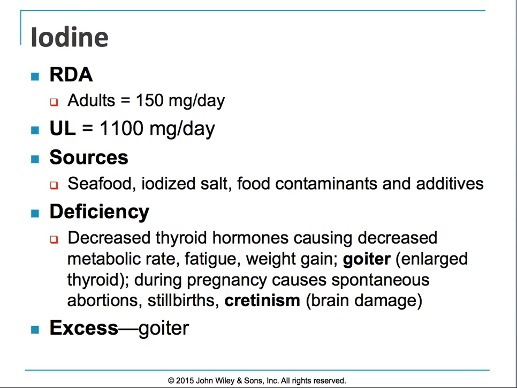Deficiencies in iodine can result in decreased thyroid hormones, causing decreased metabolic rate, fatigue, weight gain, goiter, which we saw in the last slide, which is an enlarged thyroid. During pregnancy, it can lead to spontaneous abortion, stillbirths, or cretinism, and instances of excess iodine can also present themselves as goiters, which again is that enlarged thyroid.